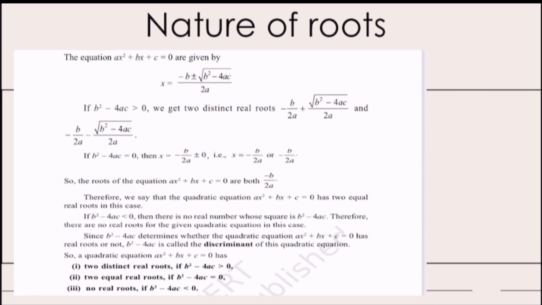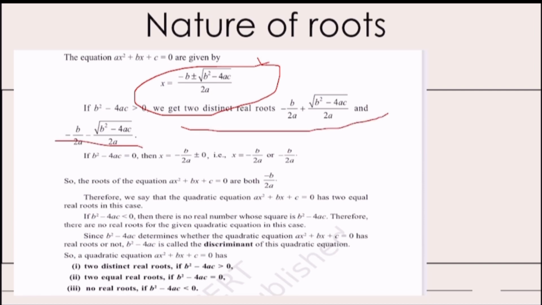Next we go to the last topic of your chapter, nature of roots. Here ax squared plus bx plus c is equal to 0, and you have to remember this equation. Okay, x is equal to minus b plus or minus root of b squared minus 4ac by 2a. Here this equation is really important, and these all are the explanation.